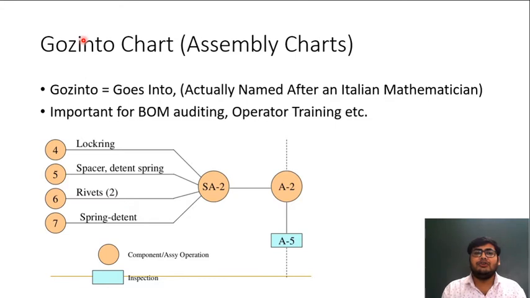So in Gozinto charts, these round circles denote components or assembly operations, and this square shows inspection. Gozinto charts give an idea about various assembly operations, various process operations, as well as various inspection operations.